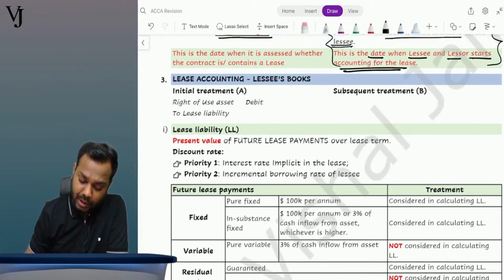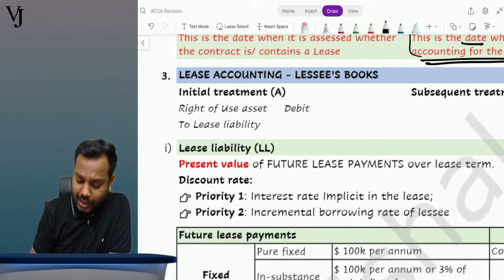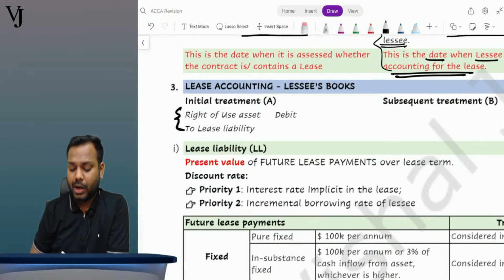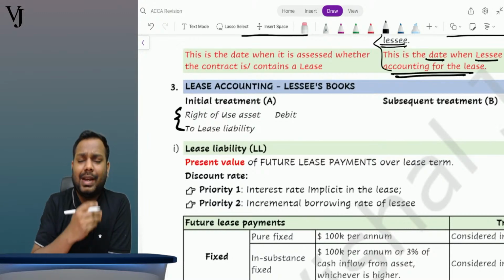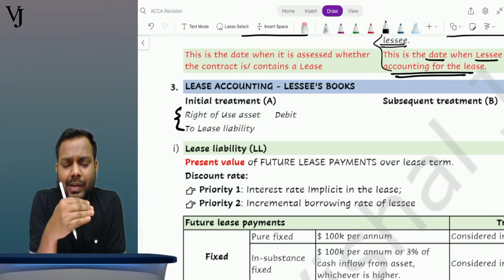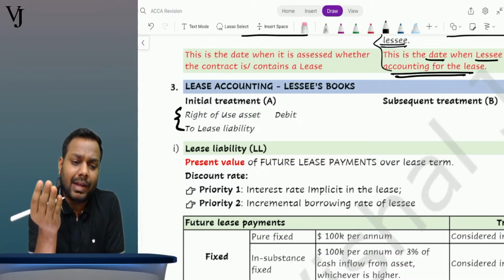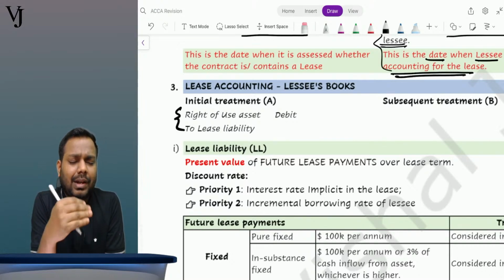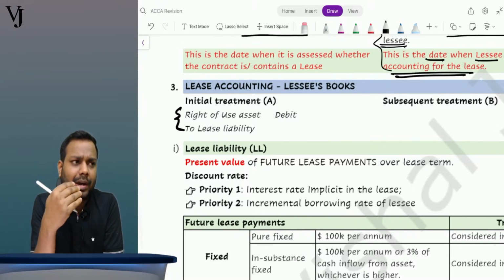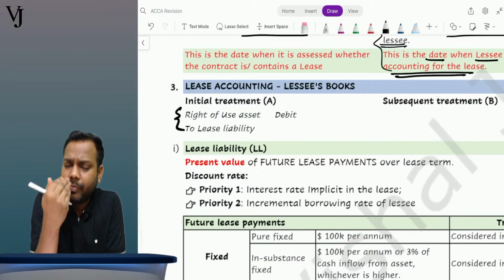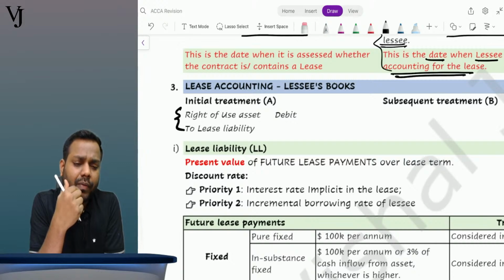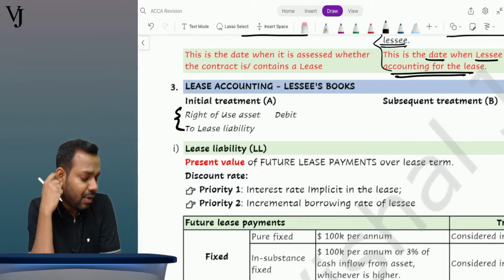So initially, in lease accounting in the books of the lessee, we will record the right of use asset account, debit, to lease liability. Why lease liability? Because this liability is arising under a lease contract and hence it is called lease liability. This is how we will recognize the lease transaction. Now comes the question: how to measure a lease liability and how to measure a right of use asset? Let us understand that.